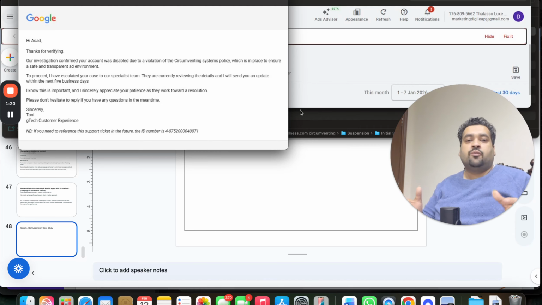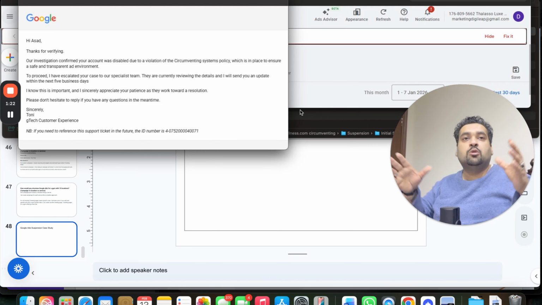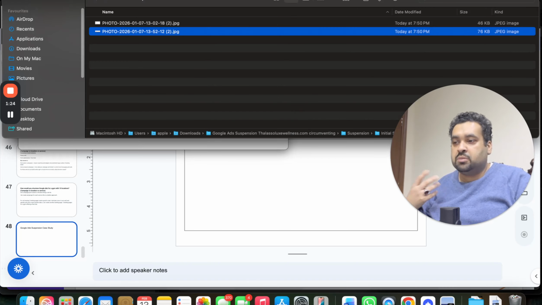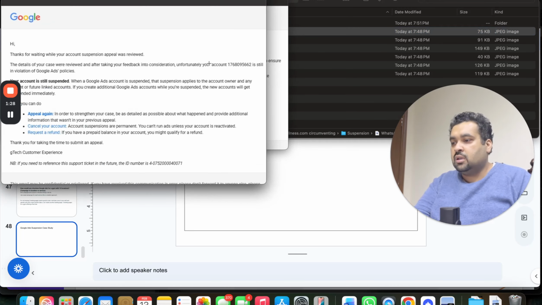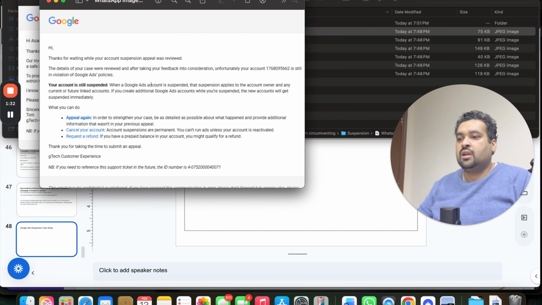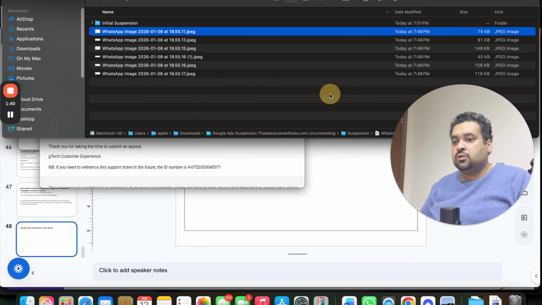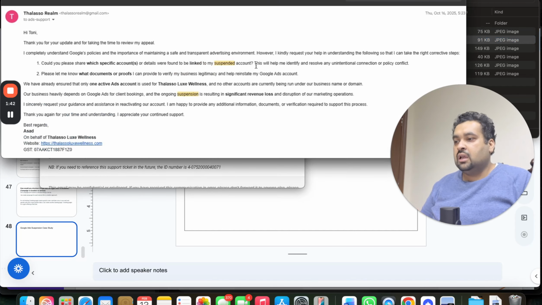First of all, the circumventing system itself is a huge error, and a huge number of issues are part of this. I'm going to show you furthermore, over here, that when a Google Ads account is suspended, the suspension applies to the account owner and any current or future linked account. If you create any additional account, they are going to be suspended as well. So the customers cannot create an account.